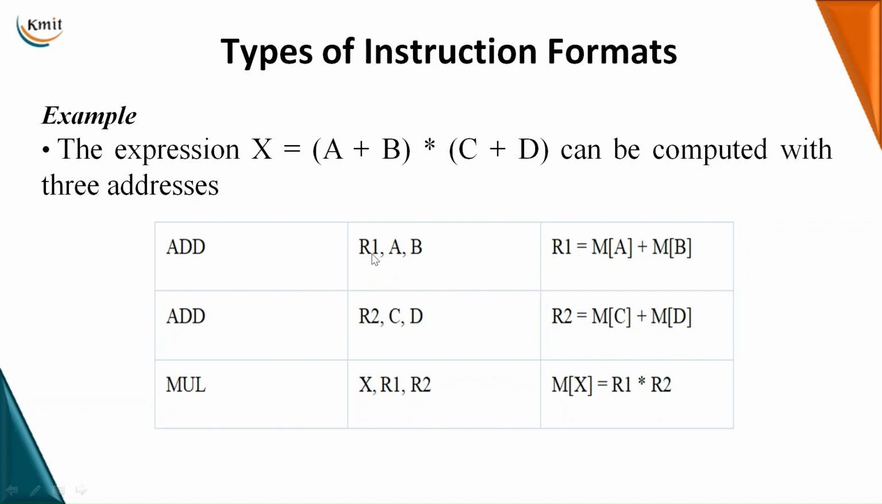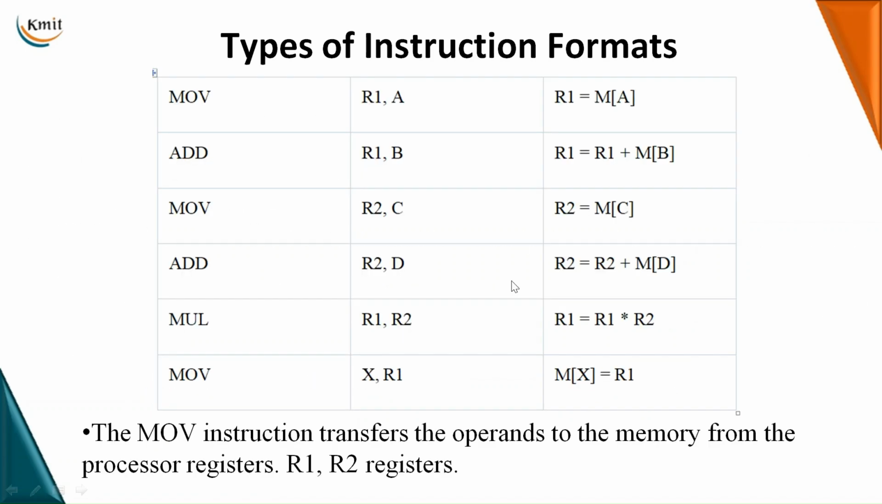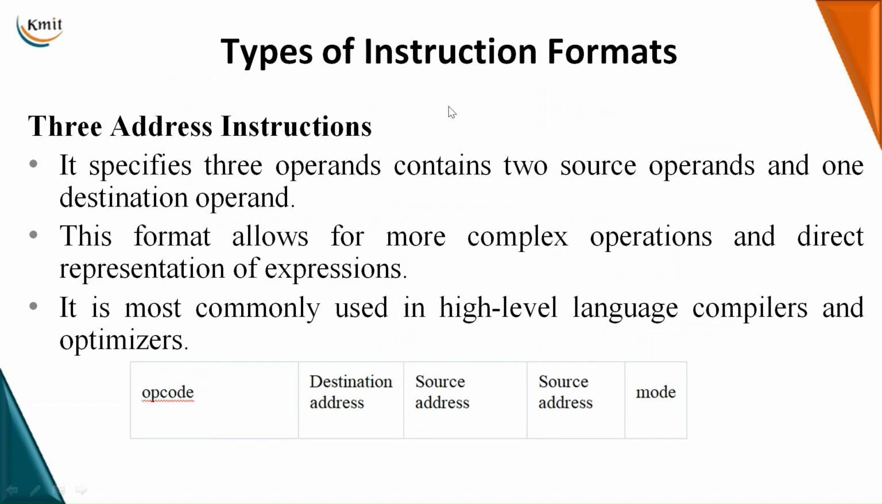So if you look here, each and every instruction in this format contains three addresses. One is the destination address and the remaining two are the source operands or source addresses. In case of two address instructions, the address part contains only two addresses. It can be registers or memory locations, anything. It should specify a two address format. Similarly, in case of one address, the instruction has only one address, where the other one is implicitly the accumulator.